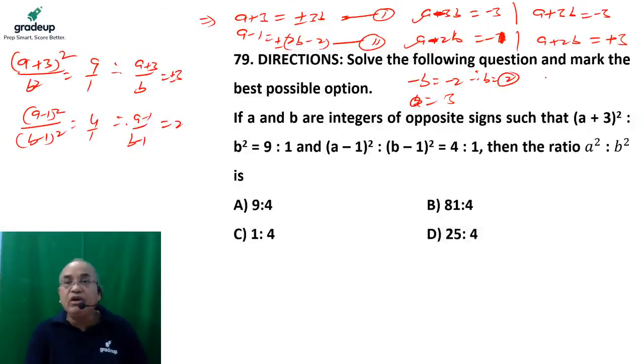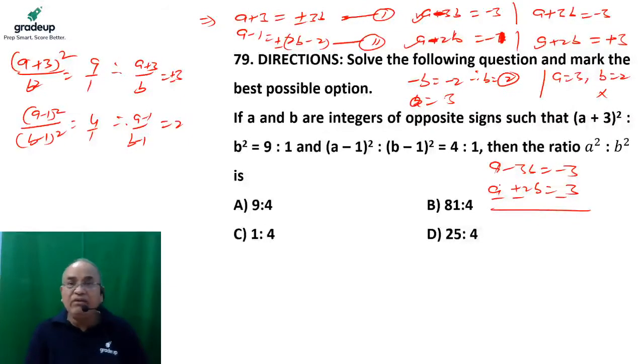So one of the solutions of this equation is A is equal to 3 and B is equal to 2, but this is not possible. Logic: A and B are integers of opposite sign, whereas here A and B have the same sign, so this answer cannot be there. Okay, so if I take equation number 1 with this one, A minus 3B is equal to minus 3, and if we take this one, A plus 2B is equal to positive 3, and if I subtract these equations, A will get struck out.